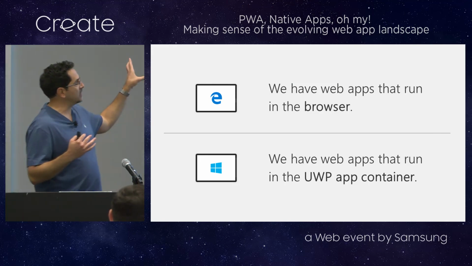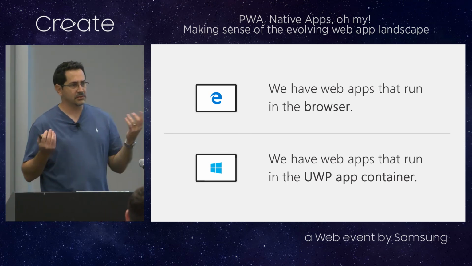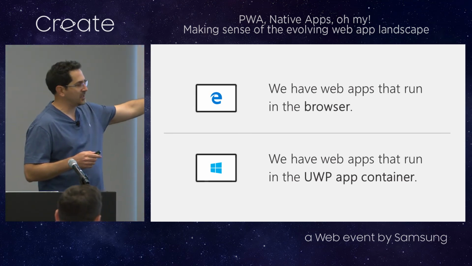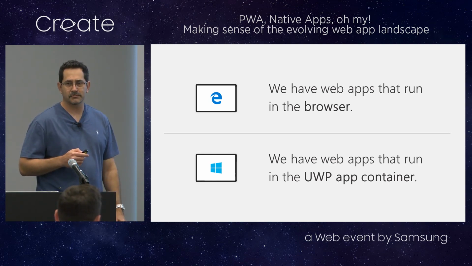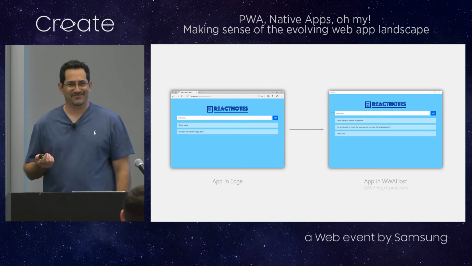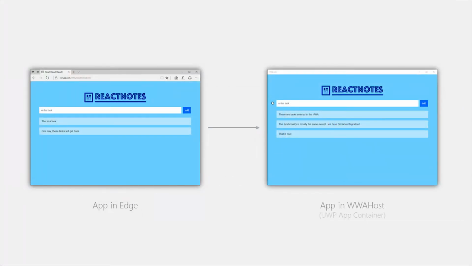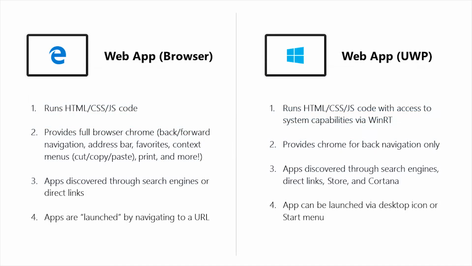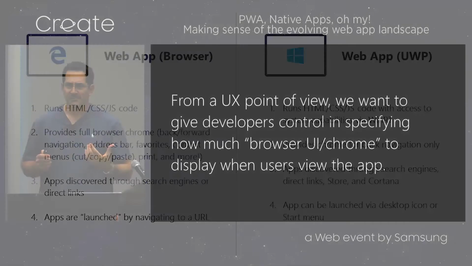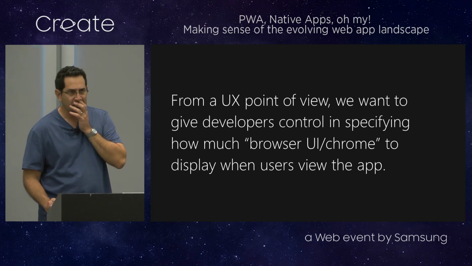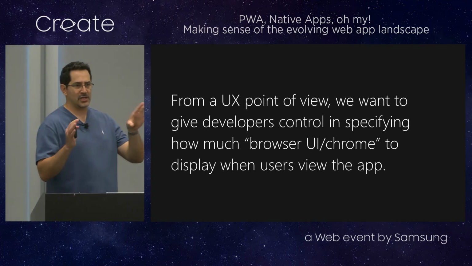The way we look at things in terms of Edge is that you have web apps in the browser. That's great. And you have web apps that will run as an application within the Windows ecosystem. Okay. But if you look at them, they basically look the same, right? So why are we having these two very distinct methods of building apps? If you look at the technologies, they run HTML, CSS, and JavaScript. They basically have a chrome around them to some extent. And there are some small differences in the way that you discover them, but from a UX perspective, they're pretty much the same. And so we're trying to figure out now, how do we bridge this divide?